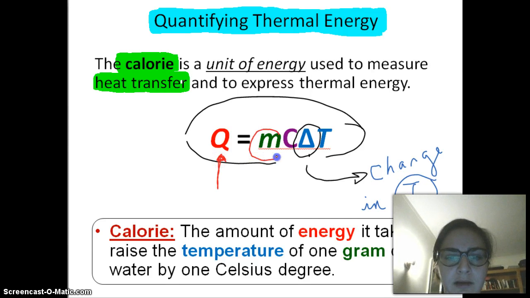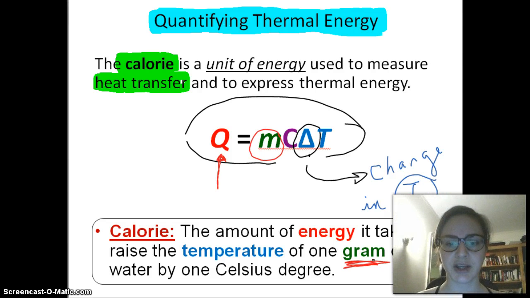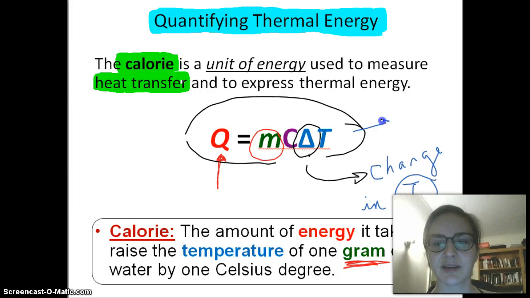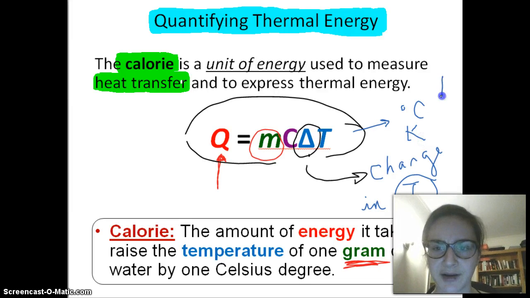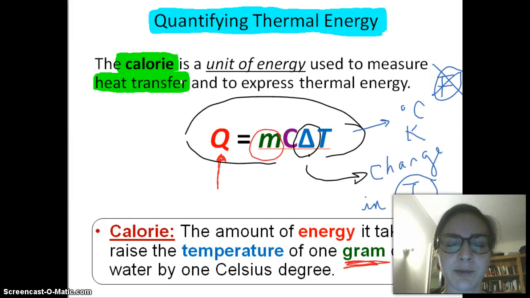And so the amount of energy that's either gained or lost depends on M, which is mass. We measure mass in grams, times C, and I'll come back to C in a moment, times the change in temperature. Change in temperature can be either in degrees Celsius or in Kelvin, but not Fahrenheit. So Q is thermal energy measured in calories. M is mass measured in grams. T is temperature measured in degrees Celsius or Kelvin.